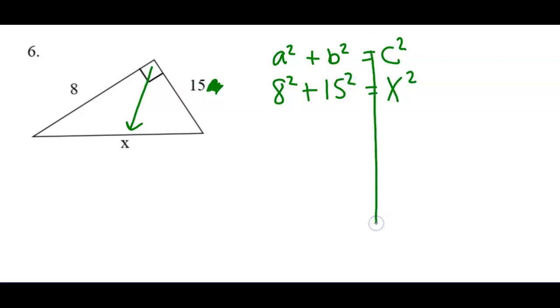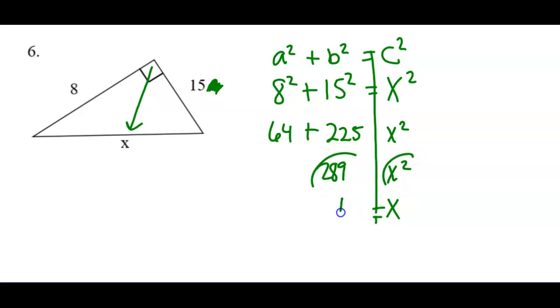Now, here is where it's extremely important that you keep this line here and everything gets worked down. Everything gets worked down because you are going to want to figure this out and write it over here. We're not writing it over here. We're leaving our x squared over here so that we can figure out what x is equal to. Okay? So, 8 squared is 64, 15 squared is 225, equals x squared. Okay? 289 equals x squared. Square root both sides. x is equal to 17.